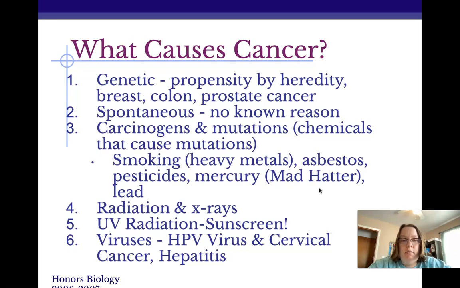And just to end, many things can cause cancer. Cancer can be genetic. There's some types that are more genetic than others, like breast cancer, colon cancer, and prostate cancer. Sometimes cancer can occur for really no reason that we can trigger. Sometimes it's caused by carcinogens or mutations. Some carcinogens are things that have been known to cause cancer, like smoking, asbestos, certain pesticides, mercury, and lead. Those can cause mutations, which can then lead to cancer.